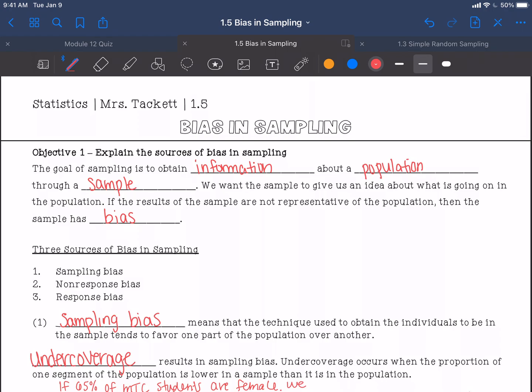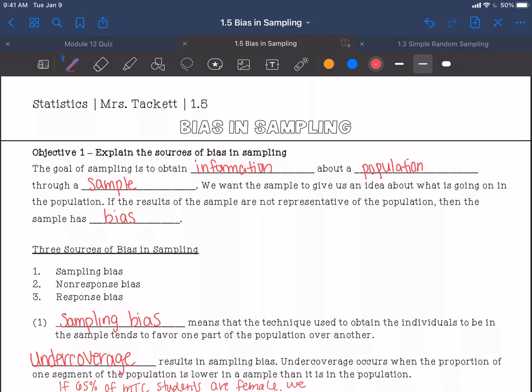In this video, we are going to discuss bias in sampling. I do already have these filled out. So if you feel like I'm going through it too fast, make sure you pause, write down the information that you needed, and if you need to listen to the explanations, you can. So first here, sources of bias in sampling.